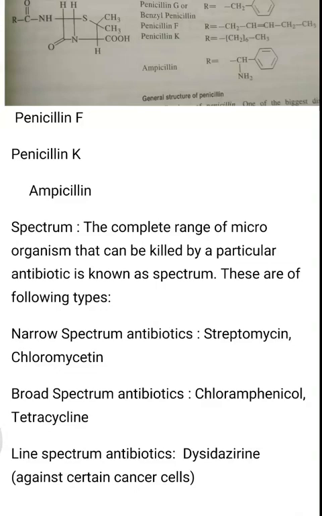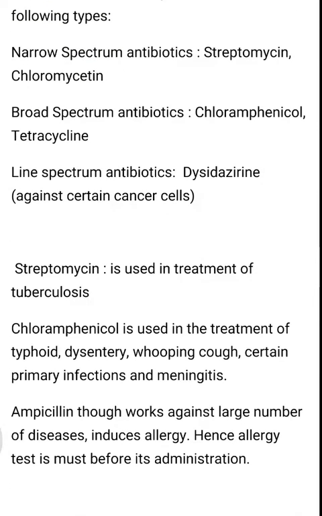Coming to the third type, line spectrum antibiotics. Line spectrum antibiotics are effective against a particular bacteria only. For example, diacid-diazonin is a line spectrum antibiotic and it is effective against certain strains of cancer. Now coming to streptomycin. Streptomycin is a very effective antibiotic and it is used in the treatment of tuberculosis.